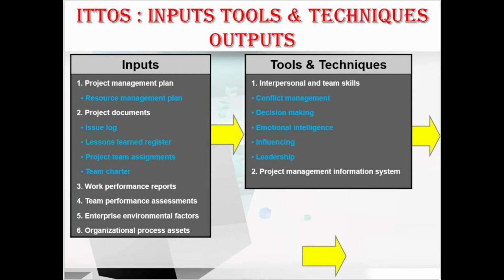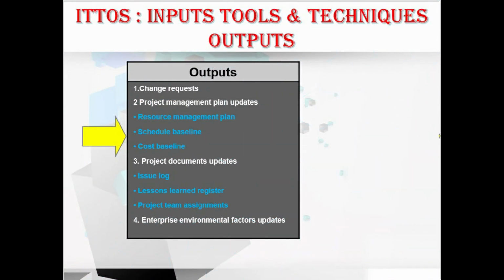In the outputs we have the change requests, and the project management plan updates, which consist of the resource management plan, schedule baseline and cost baseline. We also have the project document updates, which consist of the issue log, lessons learned register and project team assignments. And at last we have the enterprise environmental factor updates. Fine, let's discuss its inputs first in more detail.